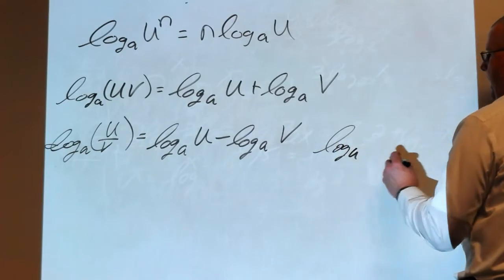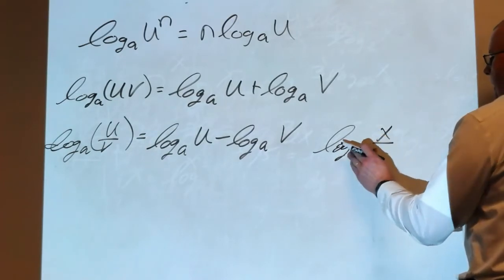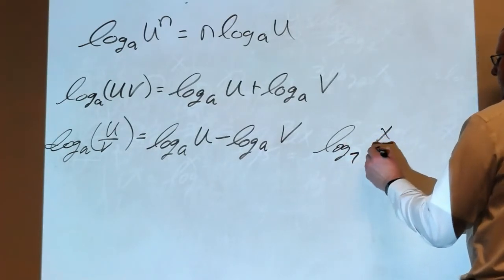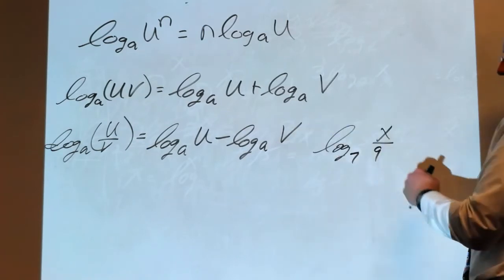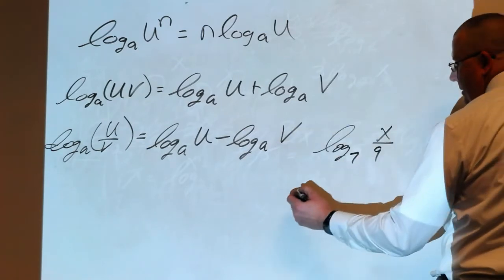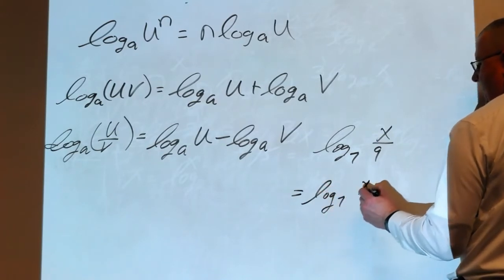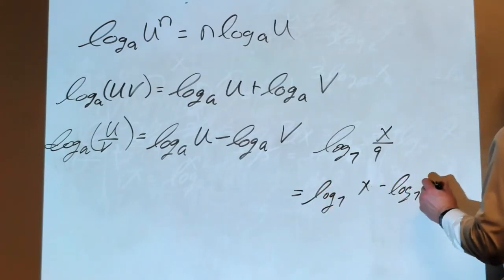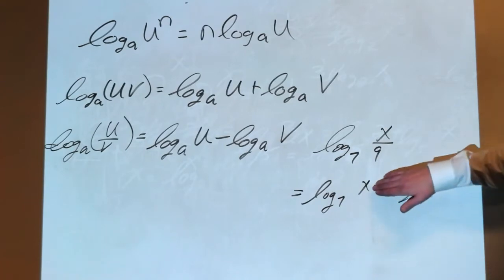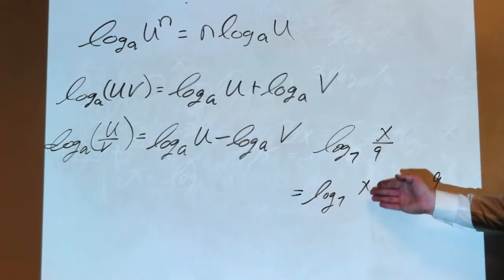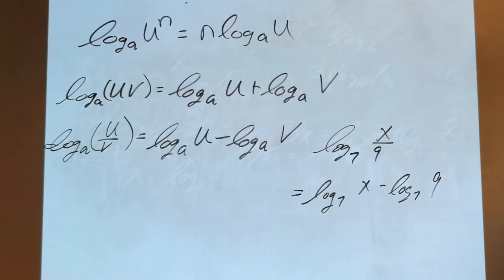Let's say log base 7 of x over 9. I want to get the x by itself, so I use the quotient property and expand it. That gives me the log base 7 of x minus the log base 7 of 9. If I had a logarithmic equation, I could get the x by itself, move the other stuff to the other side, and then exponentiate to base 7. Boom, boom.